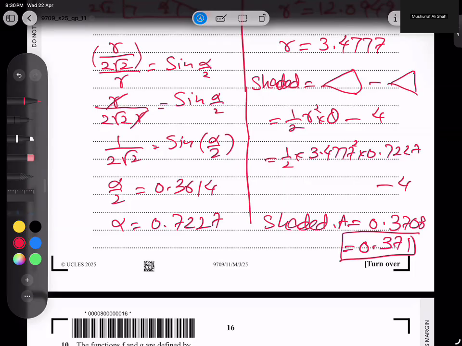So I hope the concept of the question is very clear. And the question is completely over.